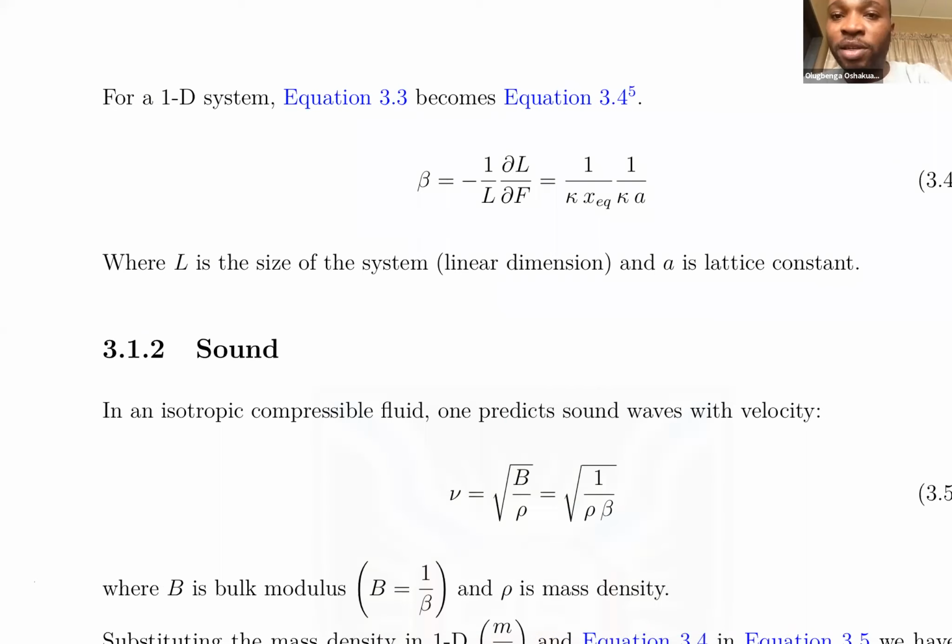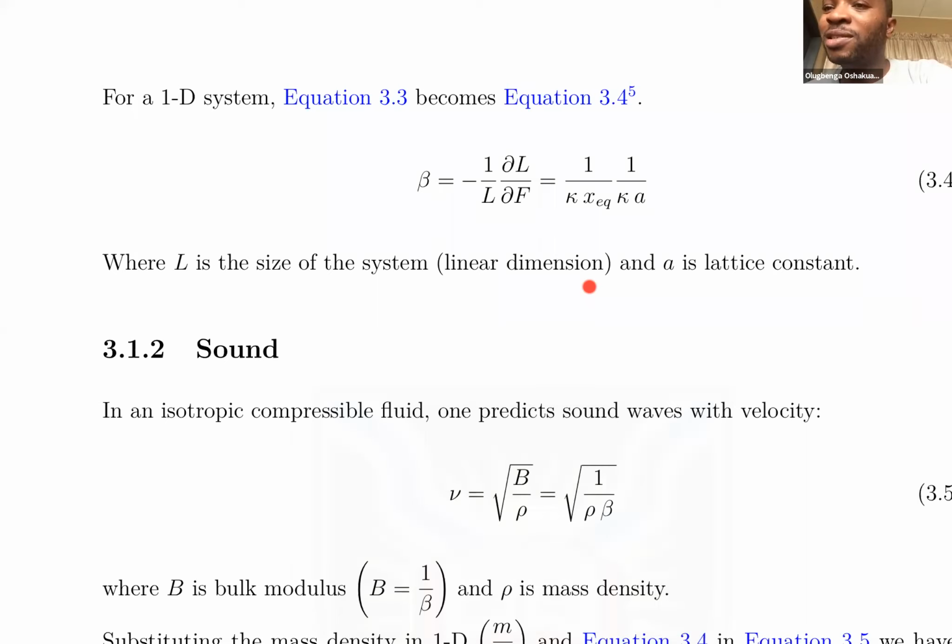We have corrected it to be in 1 dimension. So instead of 1 over volume, it is now 1 over length. The change of volume with respect to force is now the change in length with respect to force. L here is the size of the system, like a linear dimension, because we are talking in 1 dimension. In our world, when you ask the size of a box, you calculate the volume. But now all we need is the length.